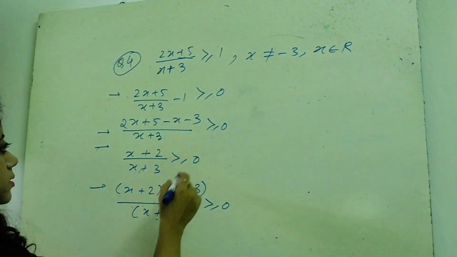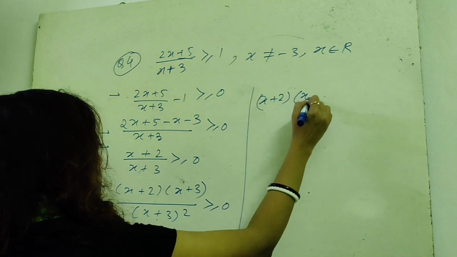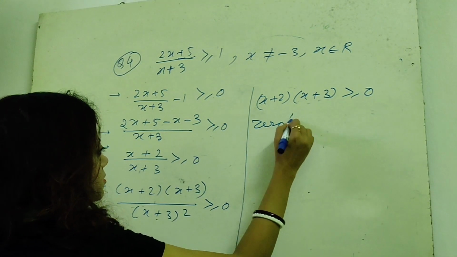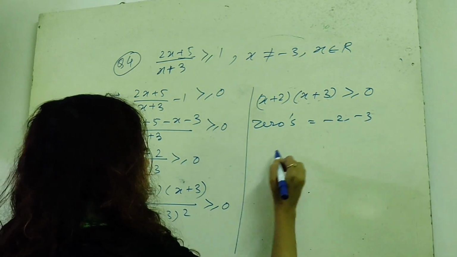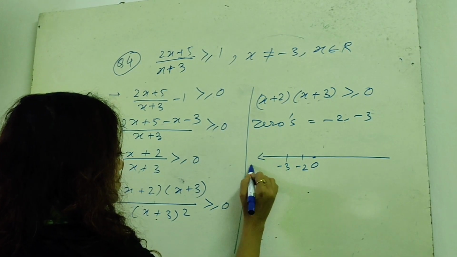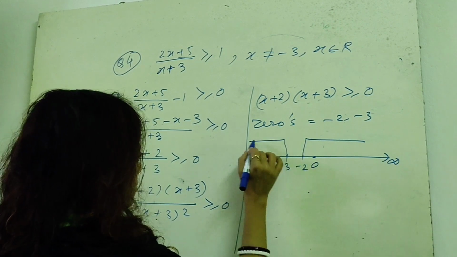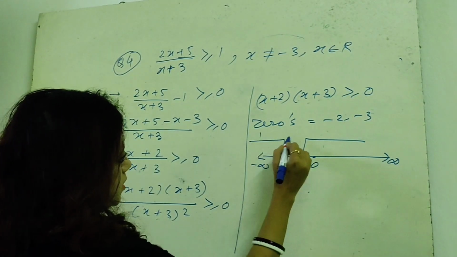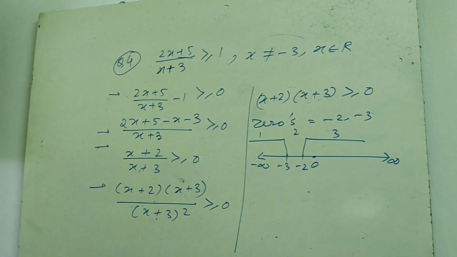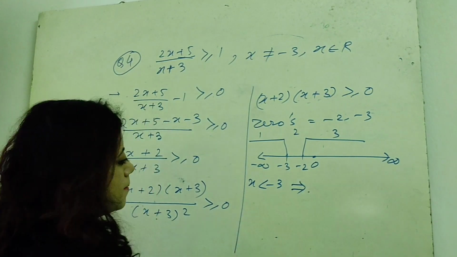Okay. See, the same steps I am following, nothing else. So the zeros are minus 2 and minus 3. Let's plot these, minus 2 and minus 3. There are 3 parts: part 1, part 2, part 3. Let's check the values which are less than minus 3. What happens?